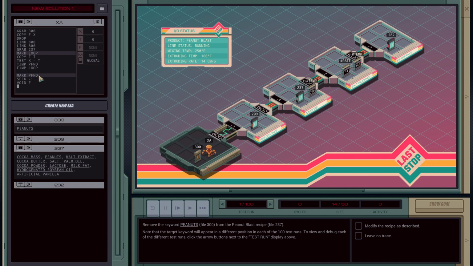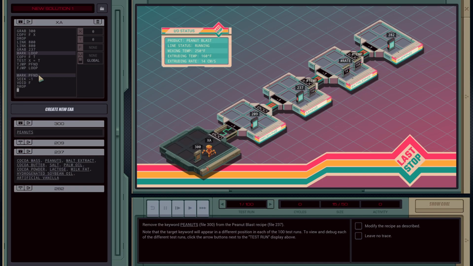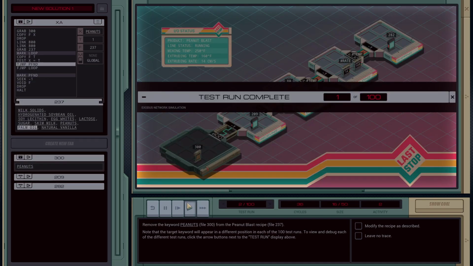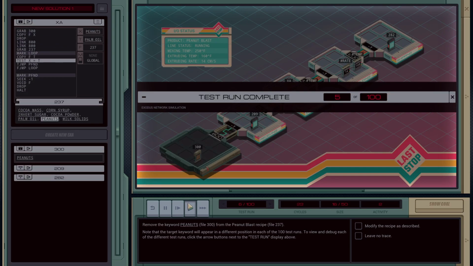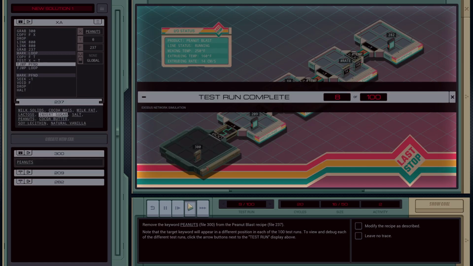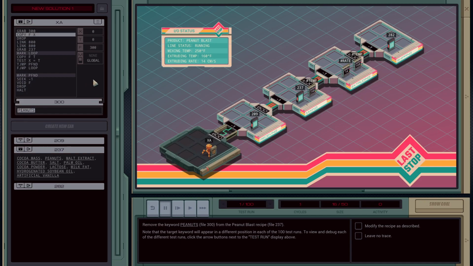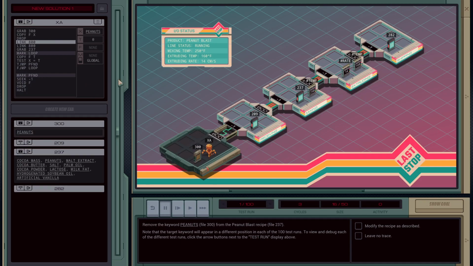So I would just... what is it now? I think I would do drop and then... is it kill? Oh no, it's halt. Let me see if that works. Just to make sure, I just want to see if it's running like I wanted it to.